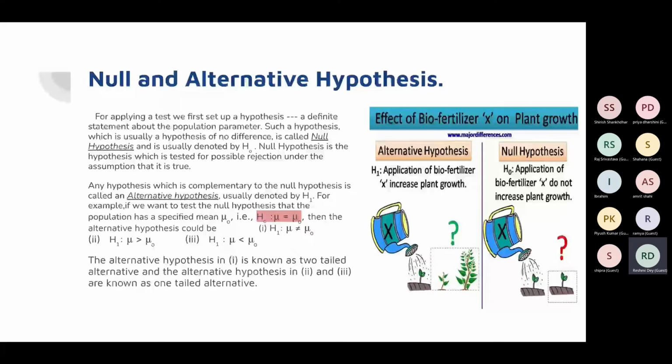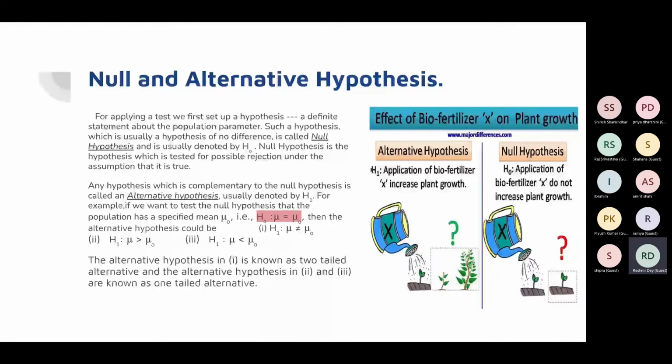Another example of null and alternative hypothesis can be that my null hypothesis is the world is flat. We all know that the world is not flat, but I'm just taking a null hypothesis that the world is flat. So my alternative hypothesis will be that the world is not flat. The world is round.